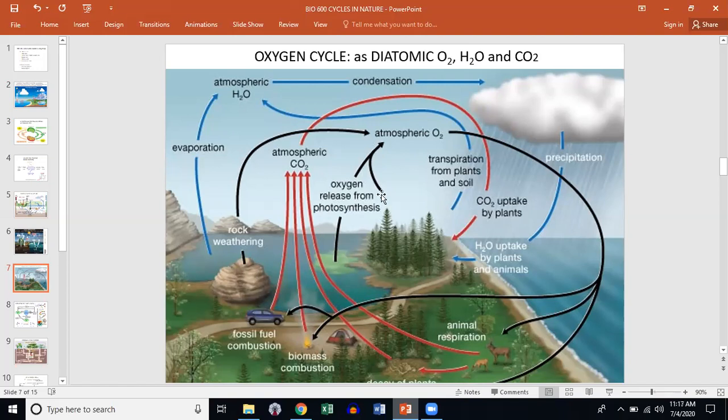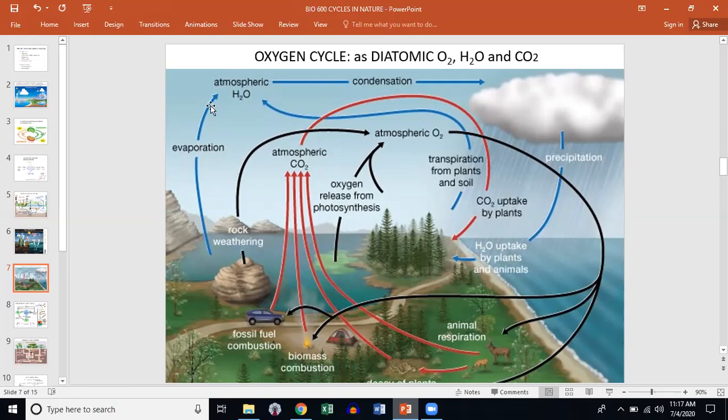The one in black is atomic oxygen that is being used either by cellular respiration from plants and animals, or by combustion of plant material, wood, etc., or by fossil fuel combustion, and all that is producing CO2, which is then going to be absorbed by the plants through photosynthesis and recycled back into oxygen. So you can see that the oxygen has several different cycles going on.